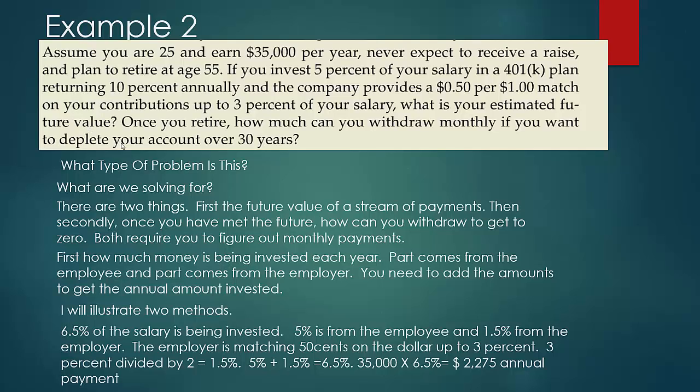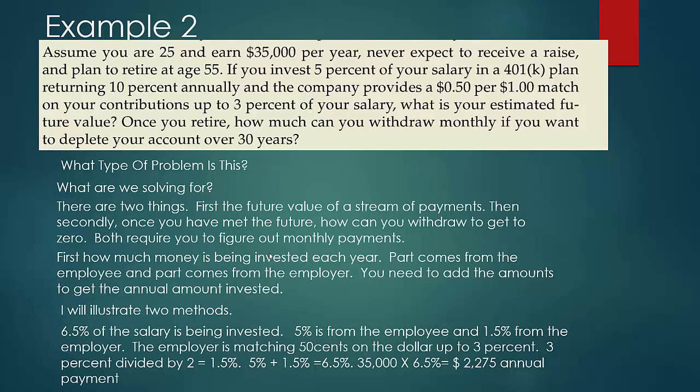That's question number 1. Question number 2 is, once you retire, how much can you withdraw monthly if you want to deplete your account? So what are we solving for? First of all, the future value of a stream of payments. Then secondly, how we can withdraw to get to 0. So kind of like the last problem. Both require you to figure out monthly payments.